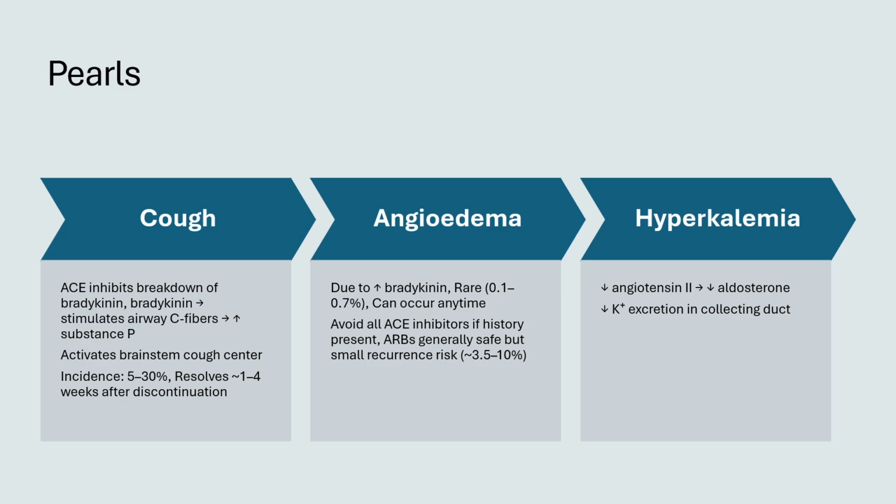Substance P acts in the nucleus tractus solitarius, which is the brainstem's cough center, to amplify the cough reflex. Cough develops in about 5 to 30% of patients on ACE inhibitors and can take 1 to 4 weeks to resolve after discontinuation, which is the time needed for bradykinin and substance P to return to pre-treatment levels.